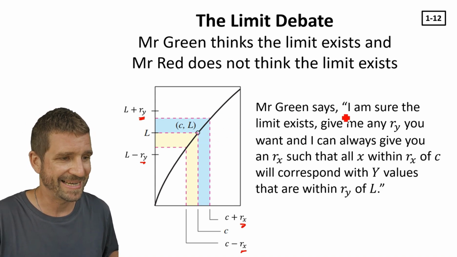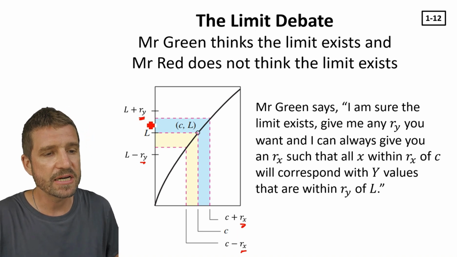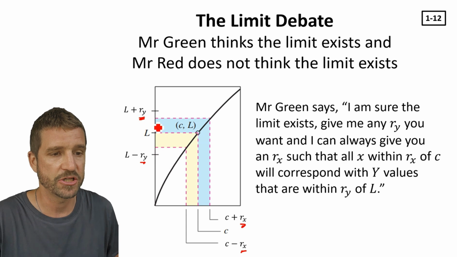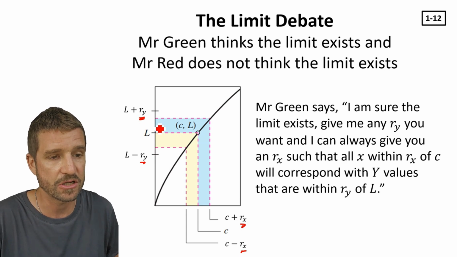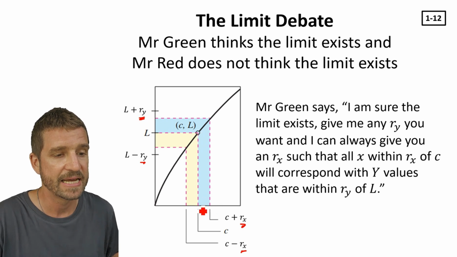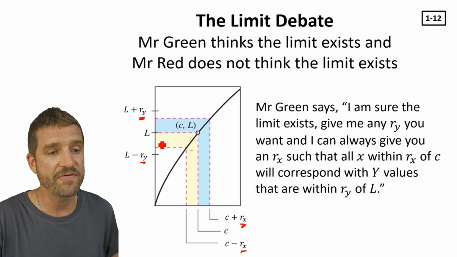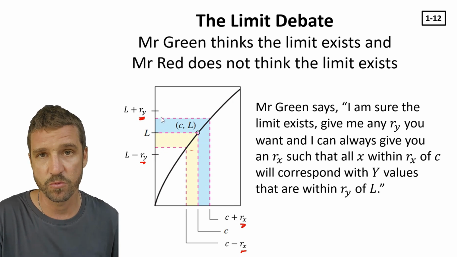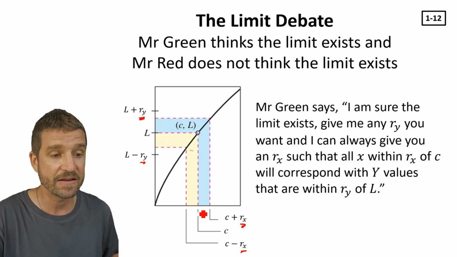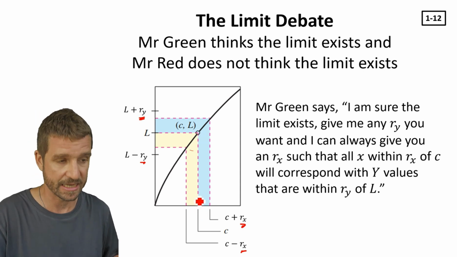The way this works is that Mr. Green says, Mr. Red, you can give me any r sub y you want. So Mr. Red, the doubter, gives the r sub y, and Mr. Green says, I will always be able to give you an r sub x, such that all of the x values between c minus r sub x and c plus r sub x correspond with y values that are within the radius of y. If it's the case that I cannot give you an r sub x, then obviously, Mr. Red, you win the debate. The limit does not exist.